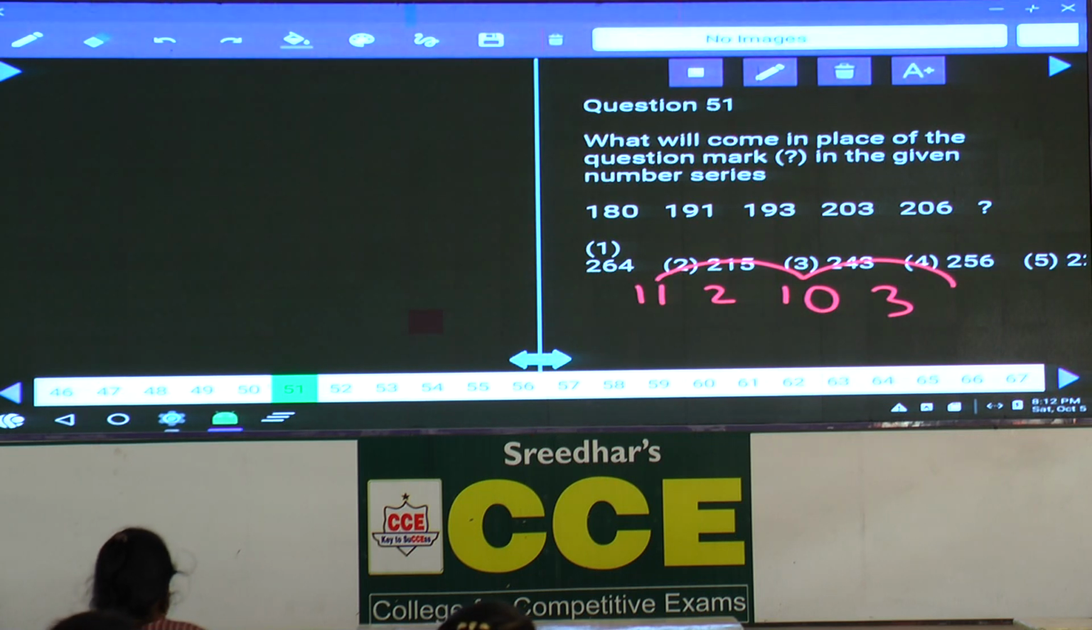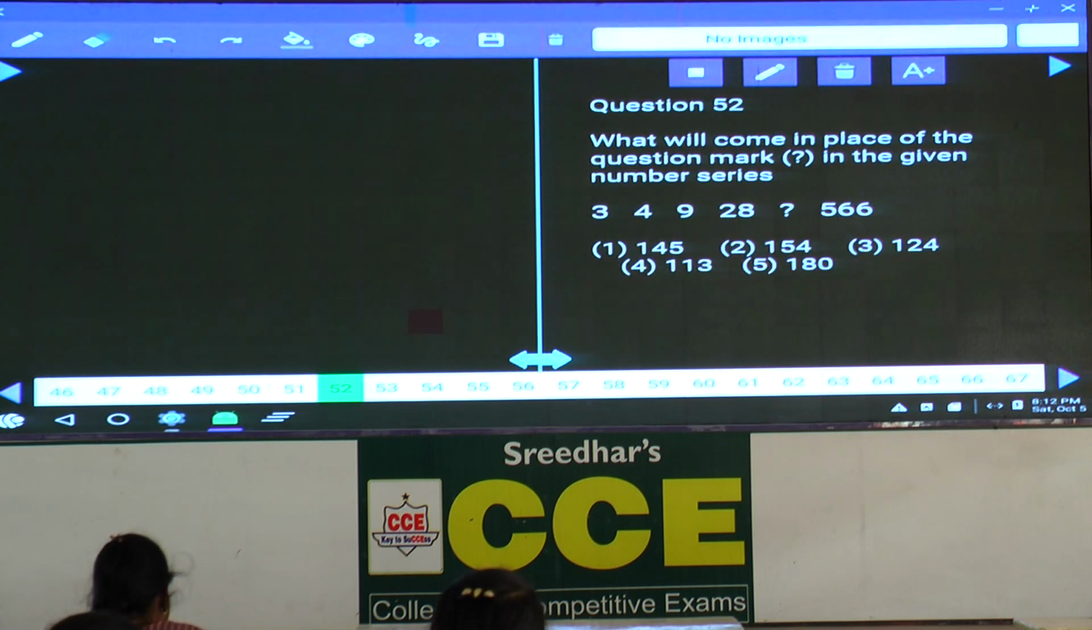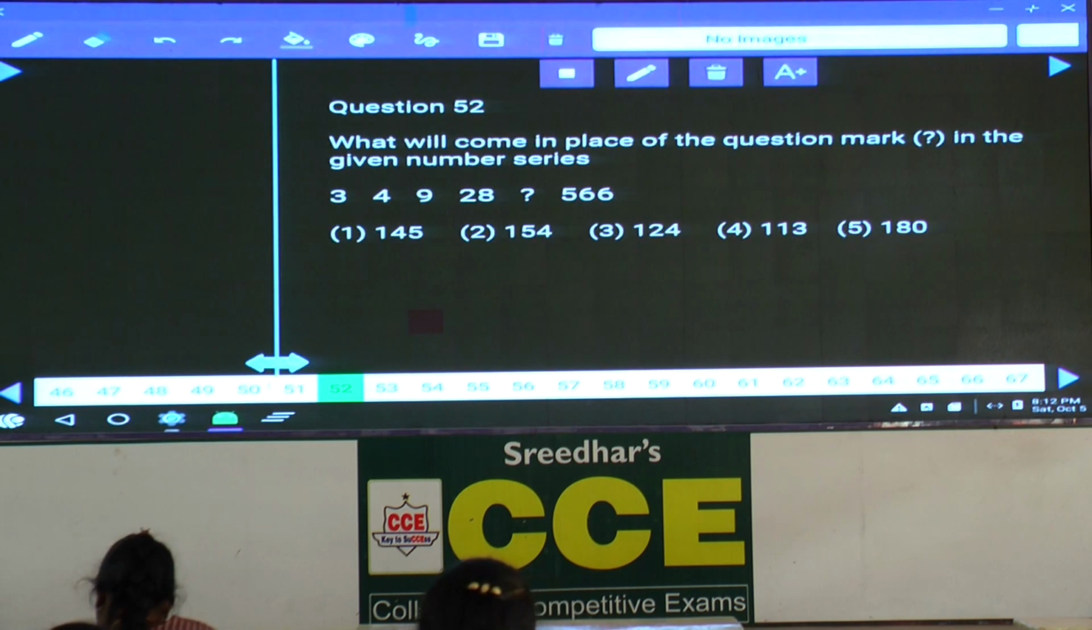The next one, question number 52. Now in this question, 3, 4, 9. The numbers start with 3 and end with 568. As the numbers are increasing at a very fast rate, it must be under product or combination here. It cannot be under product because 3 and 4 cannot be related by a product, so it must be a combination.